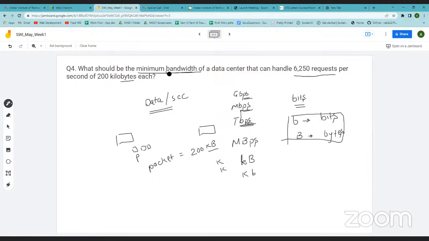In bandwidth, what we saw is unit per second. This means if you take 6250 such requests and multiply them with the size of each, you will get the bandwidth. So what does bandwidth mathematically mean? It is number of requests into size of each.